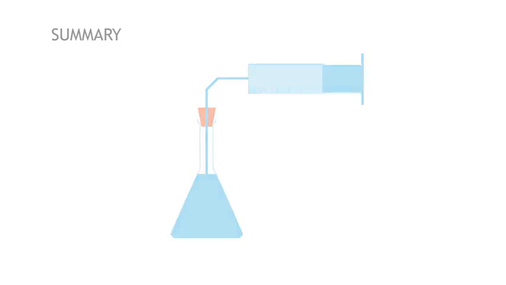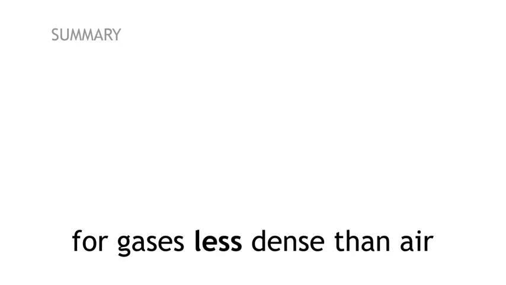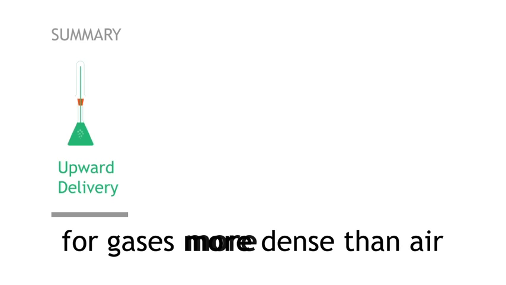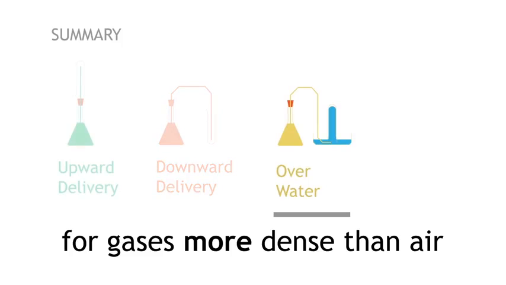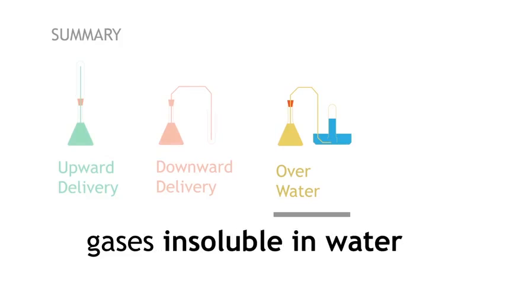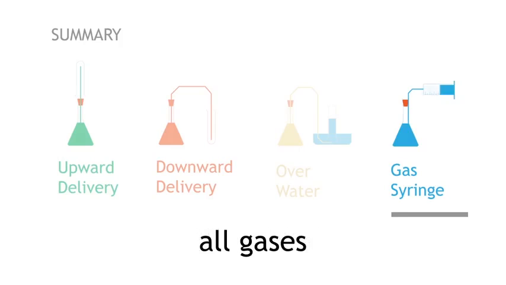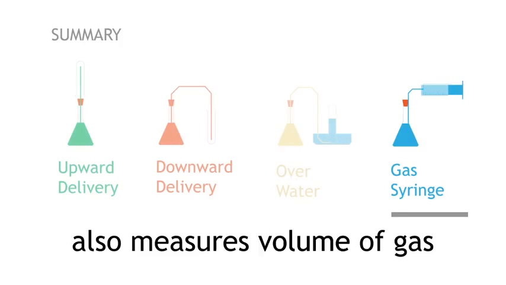In summary, for gases less dense than air, they are collected via upward delivery. If a gas is more dense than air, we collect it via downward delivery. These gases can also be collected over water, but this method only works for gases which are insoluble in water. And finally, we can use a gas syringe to collect all gases and is useful for measuring the volume of a gas.